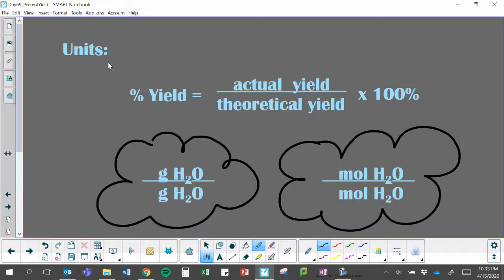So when you're doing these problems, because it's a ratio that you're doing, the units don't really matter. You could have it in grams or moles. The important thing is that it's the same for either one. If you're given moles, you need to have your actual yield in moles and your theoretical yield in moles. If you're given grams, you need your actual yield in grams and your theoretical yield in grams, because then your units will cancel out and you will be left with just a percent, which is what we're wanting.